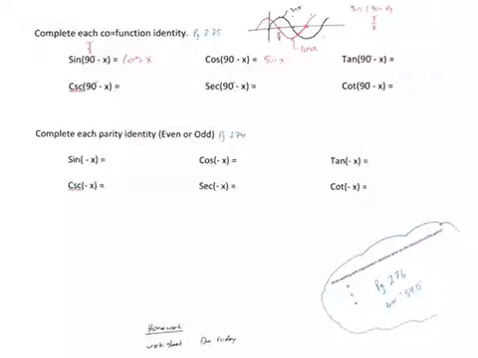So you can kind of fill out the rest of this from your book. It's on page 275. Now, to complete each parity identity, or even or odd functions, I'm not sure if you talked about those before. If not, you will later. But just grab a unit circle and for a second just look at sine of 30 degrees and then look at sine of negative 30 degrees. What's the difference between those two? Well, just a sign change.